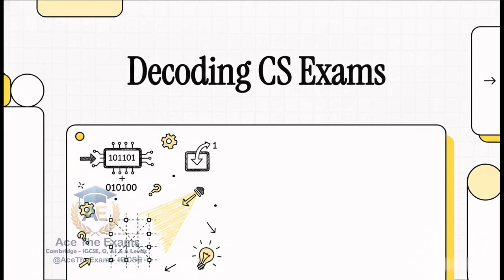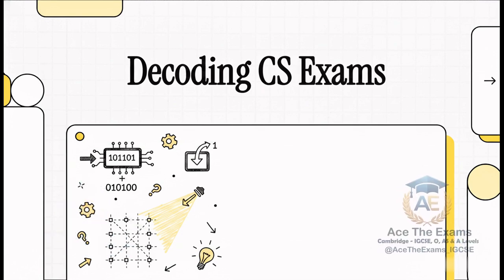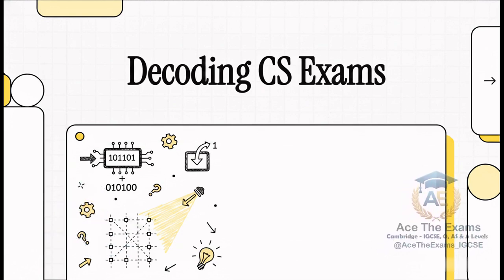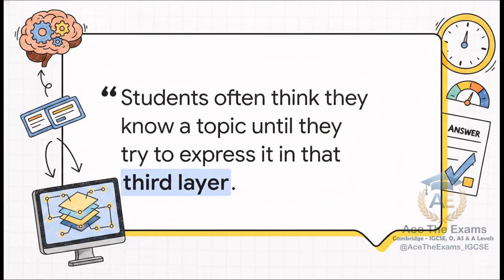Today we're using binary addition and overflow as our main example to figure out exactly what examiners are secretly looking for. We aren't just memorizing facts here, we're hunting for the patterns behind those facts. Let's get into it.